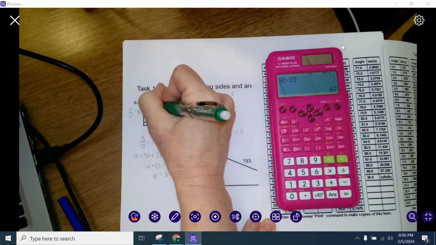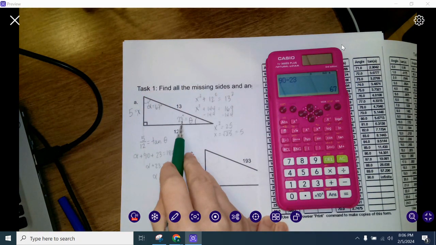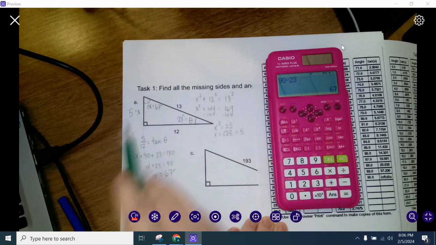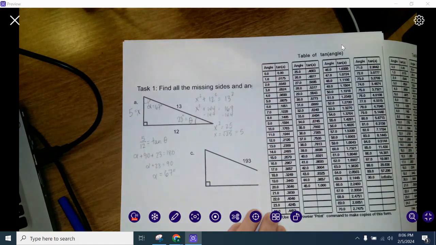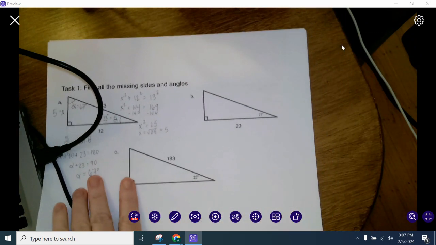So there are all of my missing pieces. I have my two angles, 23 and 67, and I have the missing side, 5. All right, on to the next one. So that was nothing new there. We've seen all that before.